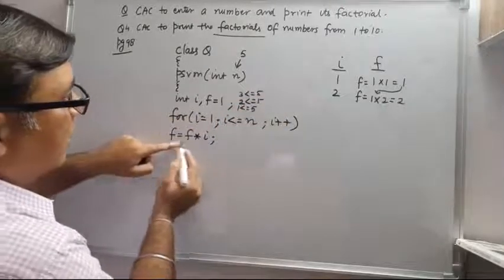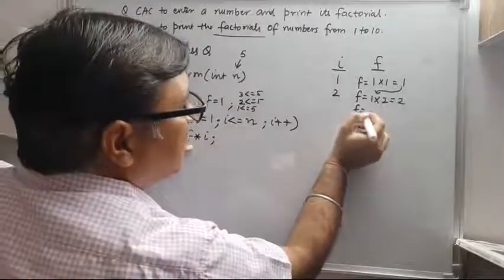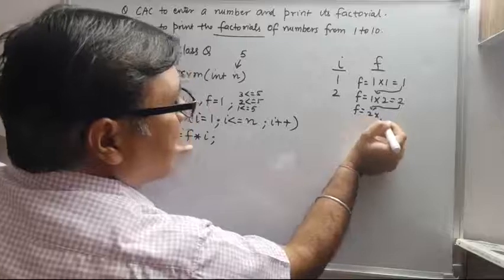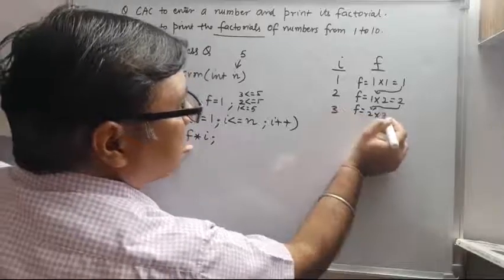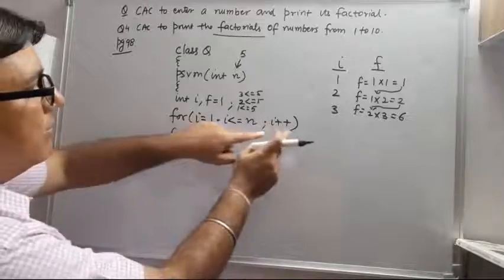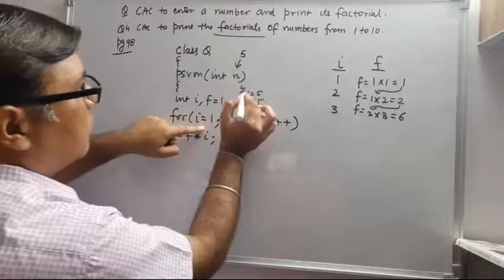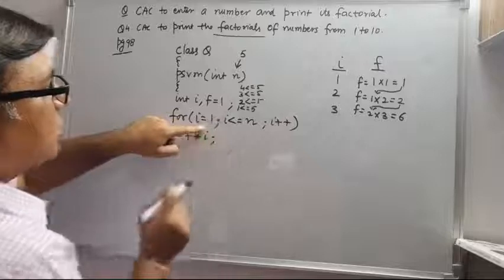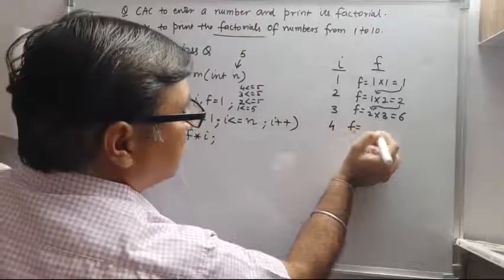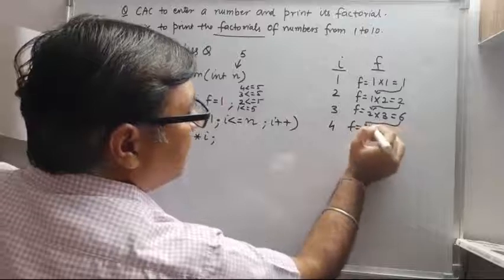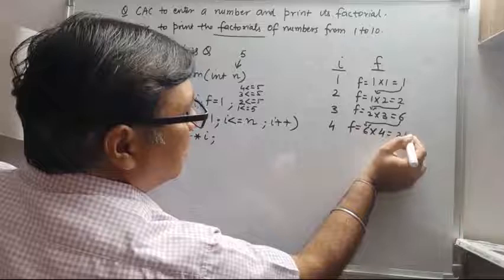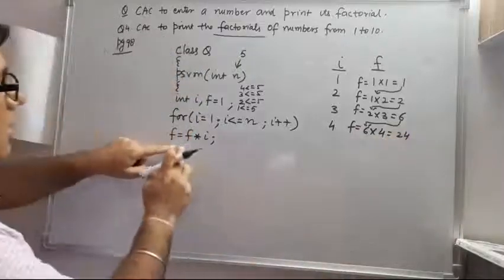It will come down. f is equal to f into i. What is f? 2, into i. What is i? 3. That is 6. It will go again. It will become plus plus, that is 4. 4 is less than equal to 5. This is true. It will come again. f is equal to f. What is f? That is 6, 6 into i, that is 4. 24. It will go again.